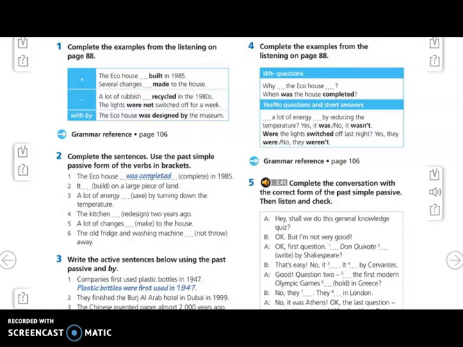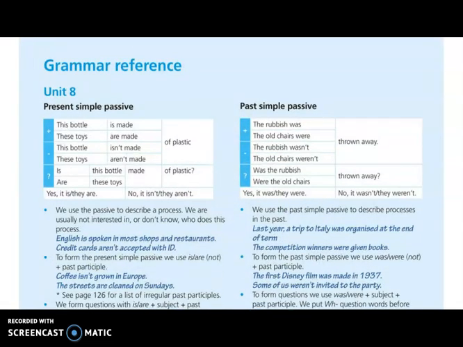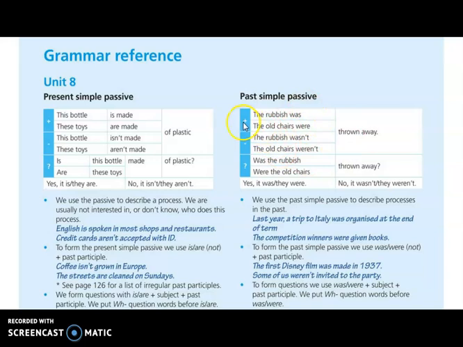Now we have to move to page 106 to talk in detail about our rule or our lesson. Here, as you can see, we have a table with affirmative, negative, and interrogative forms of the past simple passive. As you can see, we have two examples for each form. The rubbish was thrown away, and the old chairs were thrown away. In the negative form, we use wasn't or weren't. Like the rubbish wasn't thrown away, the old chairs weren't thrown away.